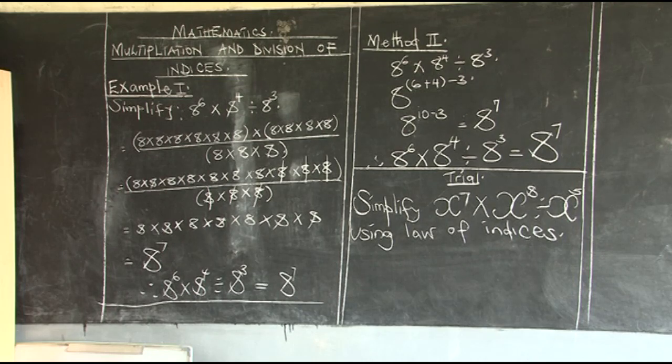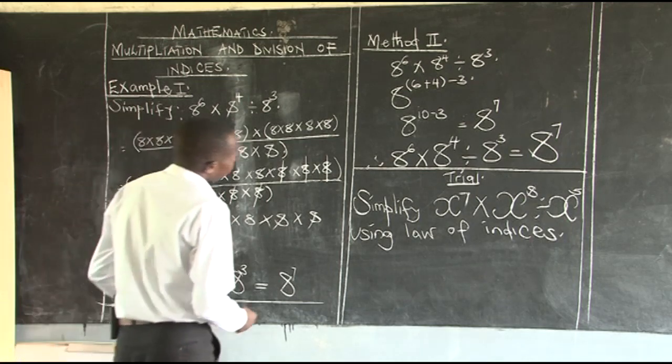Somebody is saying here they give us 8, here they have given us x. There is no difference. What you have to consider is the bases. They are the same, because all the bases there have x as our base. So let's work it out together.